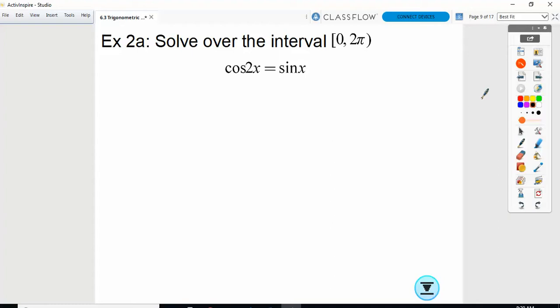When I look at this problem, I see a big issue because one of my angles is a 2x and one is not. When my angles don't match, I recommend using an identity. We can't solve anything if the angles are different. So what could you use on this? Cosine 2x is 1 minus 2 sine squared x. We have used the identities on a couple of our problems before, so this isn't totally new.